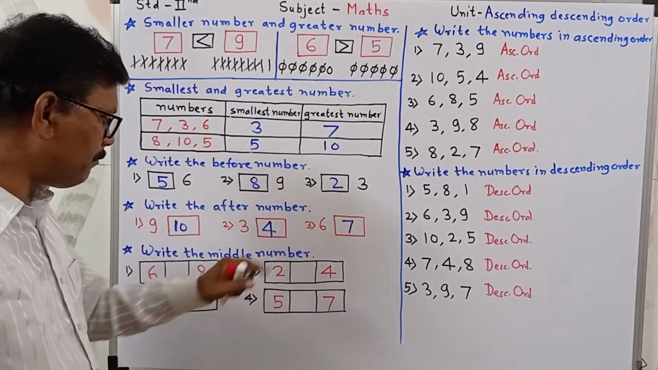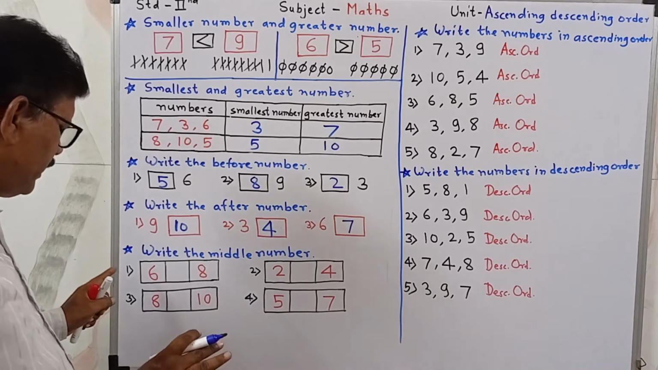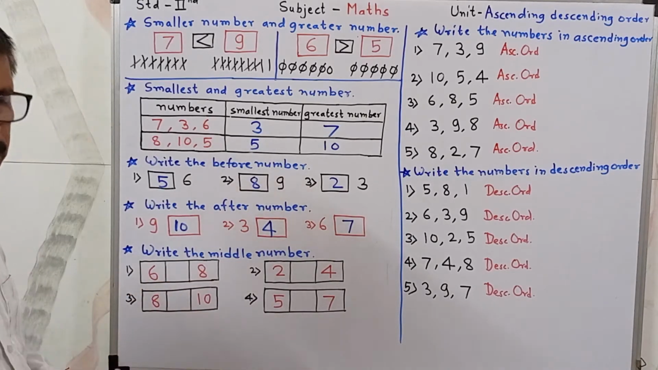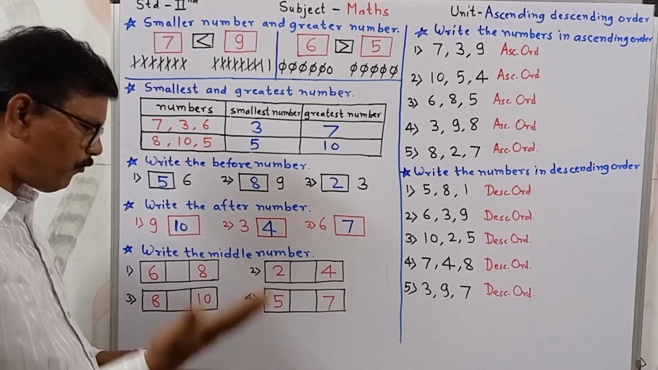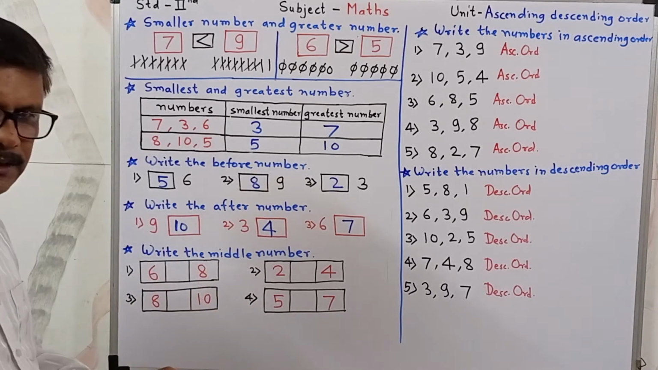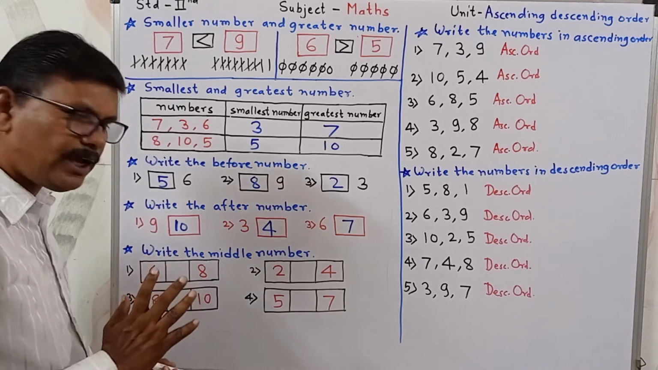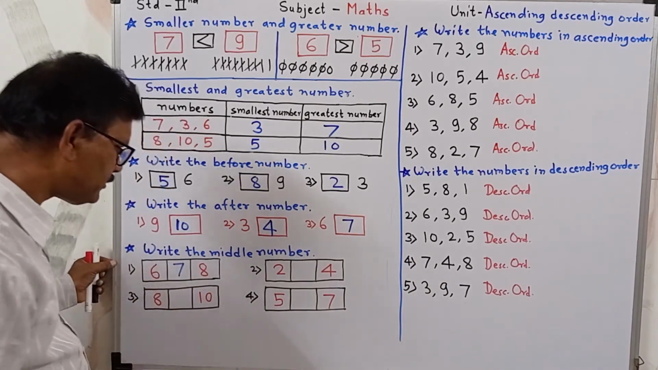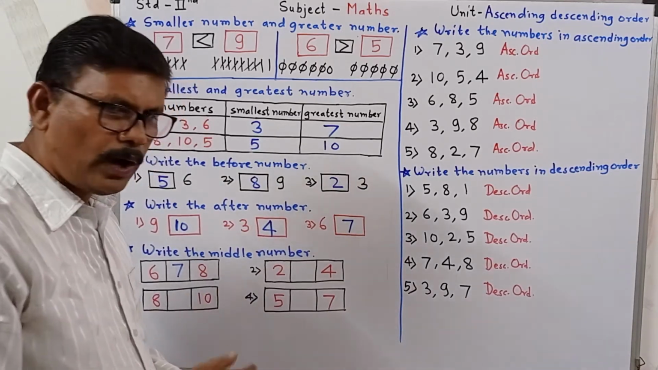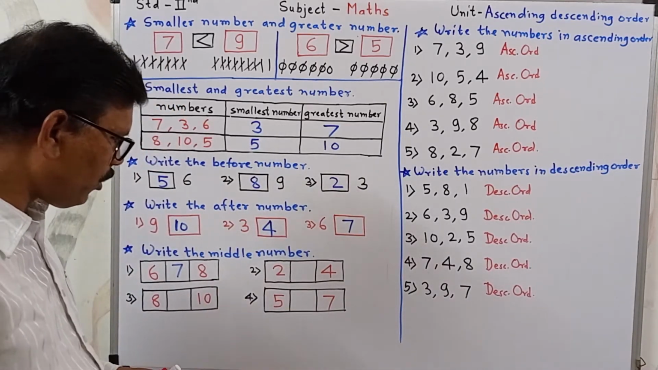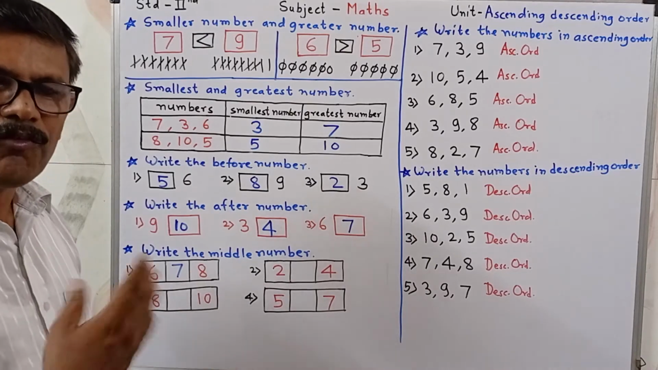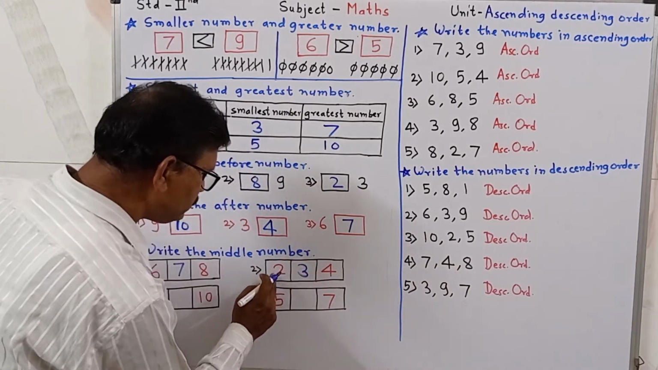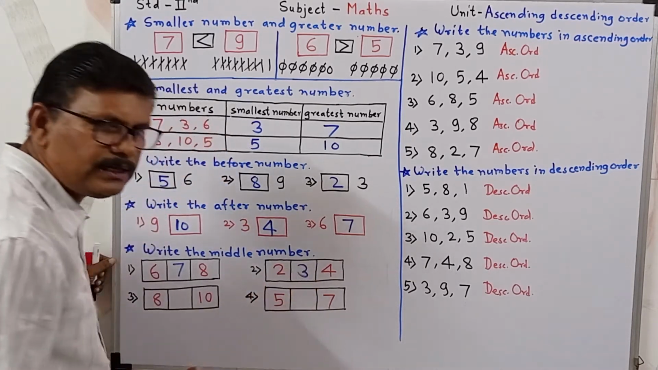Okay. Write the middle number. This is also very easy. 6 dash 7. 1, 2, 3, 4, 5, 6, 7, 8. Which number remains here? 7. 6, 7, 8. 1, 2, 3, 4. 2, 3, 4. Which number comes in the middle? 3. 1, 2, 3, 4. Very easy.